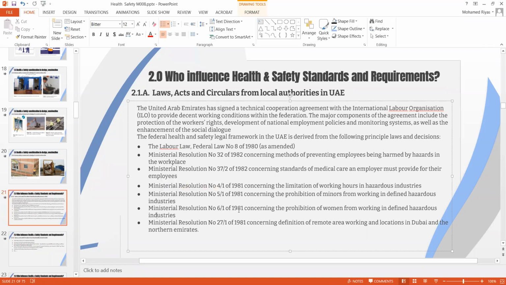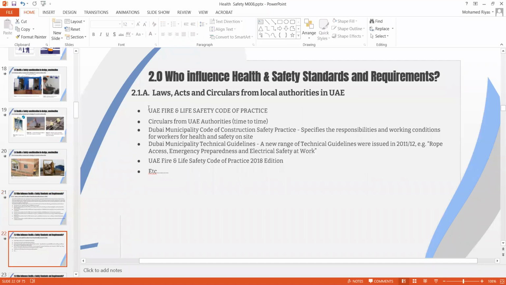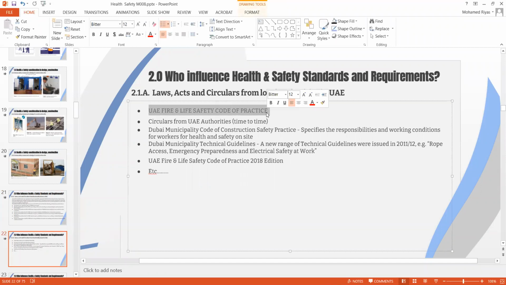And a further resolution was issued concerning the prohibition of women working in defined hazardous industries. So the hazardous industries for women working have been defined, and there is a prohibition in place. One more resolution issued in 1981 is the remote working allocation in Dubai and the Northern Emirates. And continuing with the UAE, there is the Fire and Life Safety Code and practice. It sets certain safety standards and requirements to be followed, and it is a mandatory requirement.